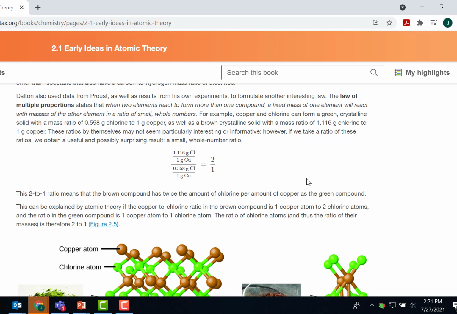So here we're looking at copper and chlorine. When you have, I'm going to just say copper and oxygen, you get a ratio. It also ends up being a 2. In some cases, you might get a 3 or other numbers. But when you have more than one possible compound, they always end up as the same ratio.